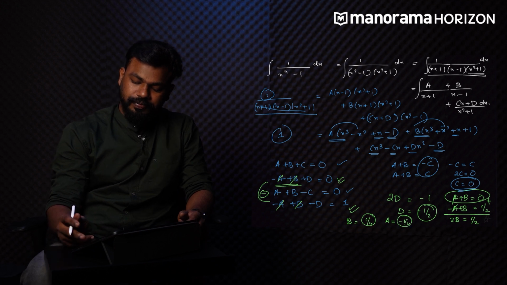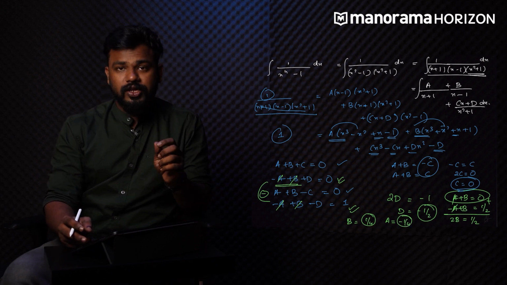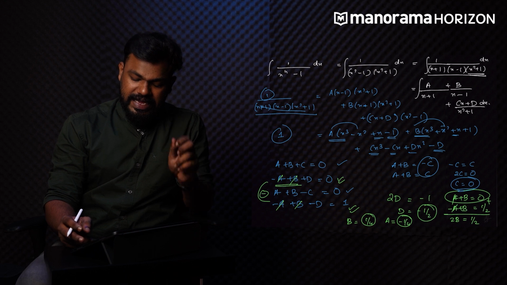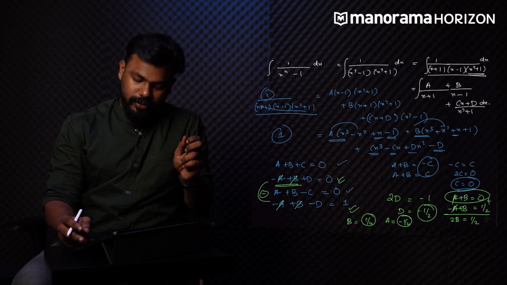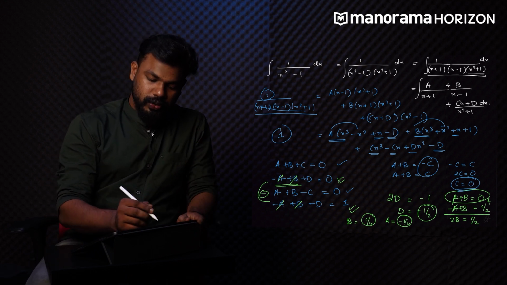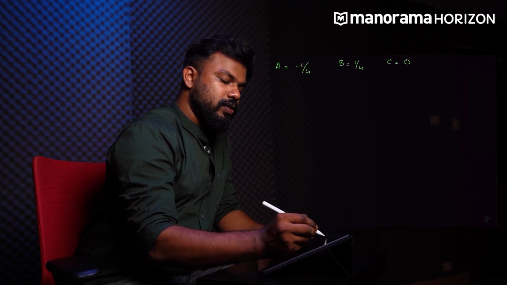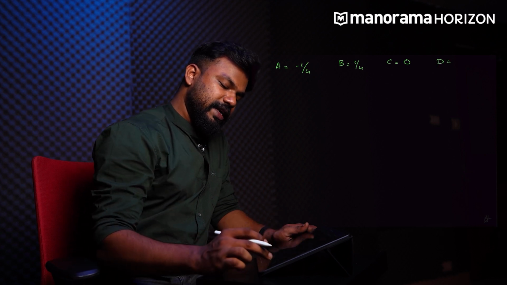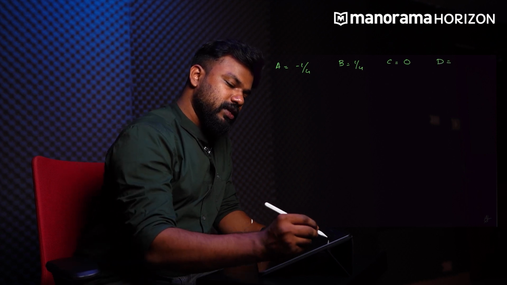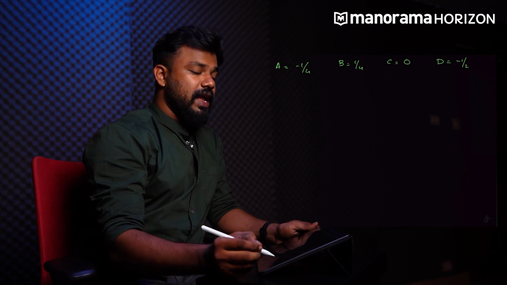Minus 1 by 4. So you have a minus 1 by 4, b 1 by 4, c how much? 0, and d is how much? Minus 1 by 2. So a is minus 1 by 4, b is 1 by 4, c is equal to 0, and d is equal to negative 1 by 2. So there is a value of a, b, c, and d.